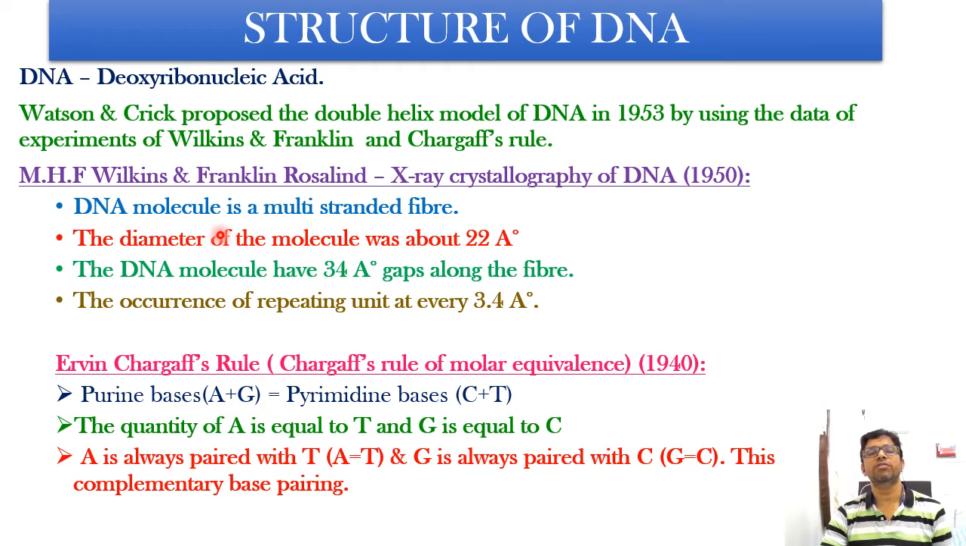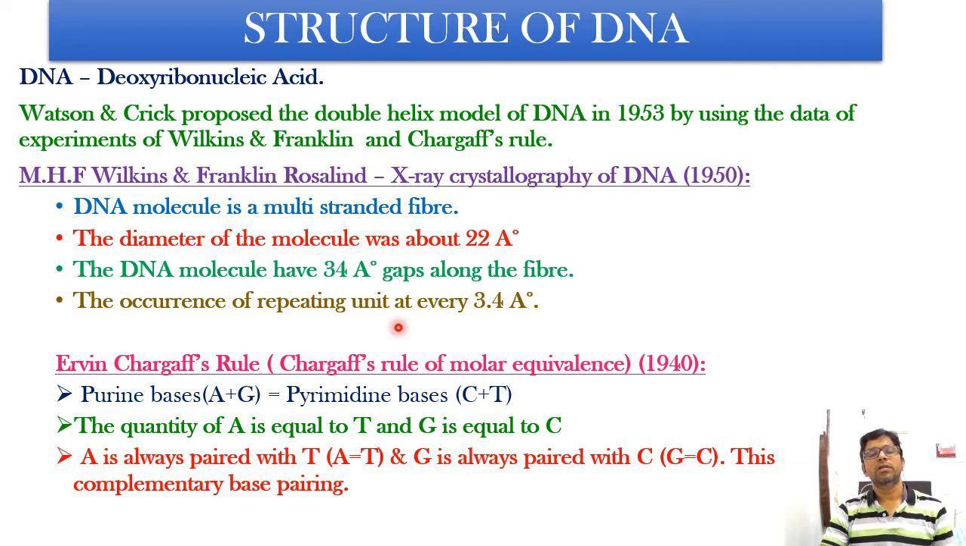The points proposed by Wilkins and Franklin are: the DNA molecule is a multi-stranded fiber, the diameter of the DNA molecule was about 22 angstroms, the DNA molecule has 34 angstrom gaps along the fiber, and the DNA molecule has repeating units, with a 3.4 angstrom space between two successive repeating units.